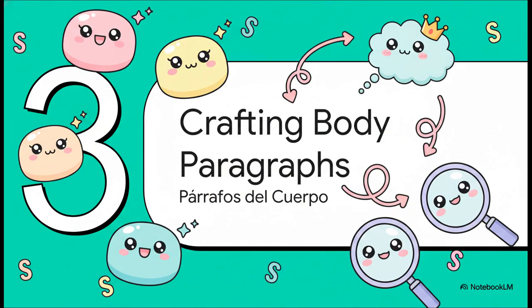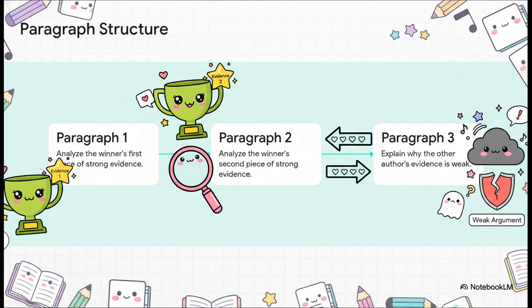Now we get to the main event, the body paragraphs, or the párrafos del cuerpo. This is where you lay out all your evidence and really prove to the reader that you made the right choice. And the structure here is super simple and effective. It's a 1, 2, 3 punch. The first 2 paragraphs are all about the winner, and in each one you'll talk about a different piece of strong evidence they used. Then, for the third paragraph, you switch teams and explain exactly why the other author's argument just wasn't strong enough.